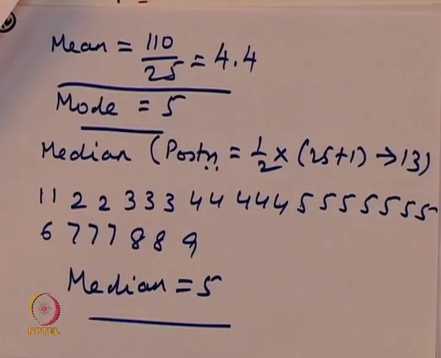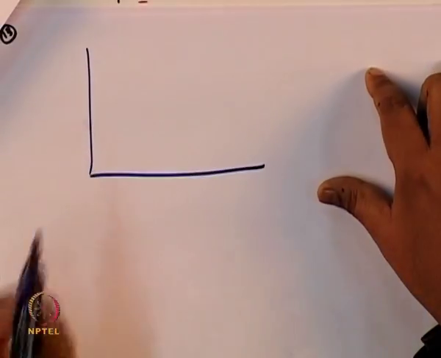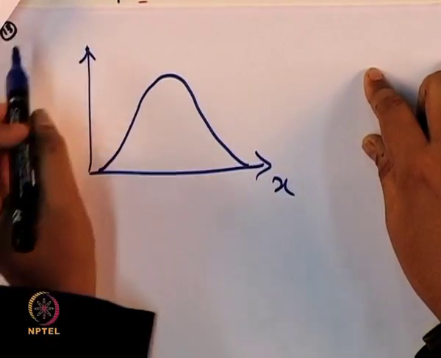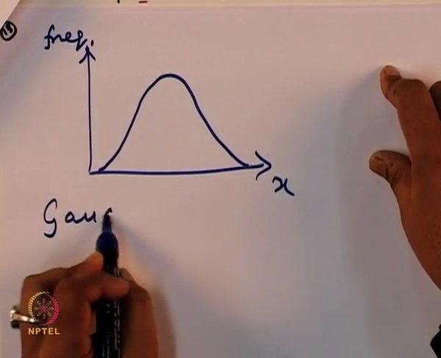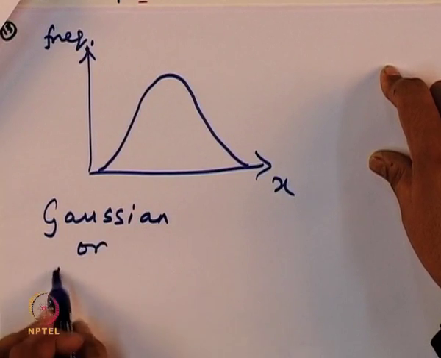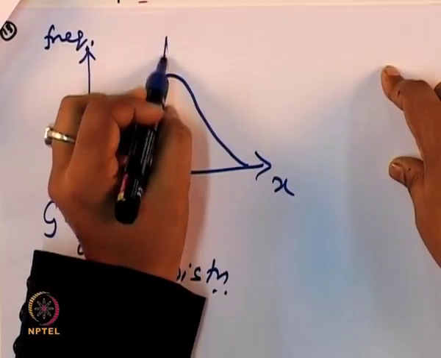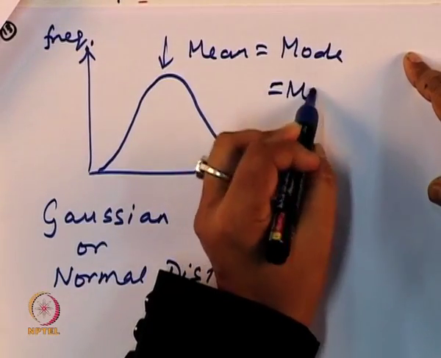You see in this particular case, the mean, mode and median are all very close to each other, but still there is a difference. Okay. So, in the general context, if I were to draw the curves, the best case situation, we will discuss this particular curve, which is a Gaussian or a normal distribution. For this particular case, mean equal to mode equal to median.